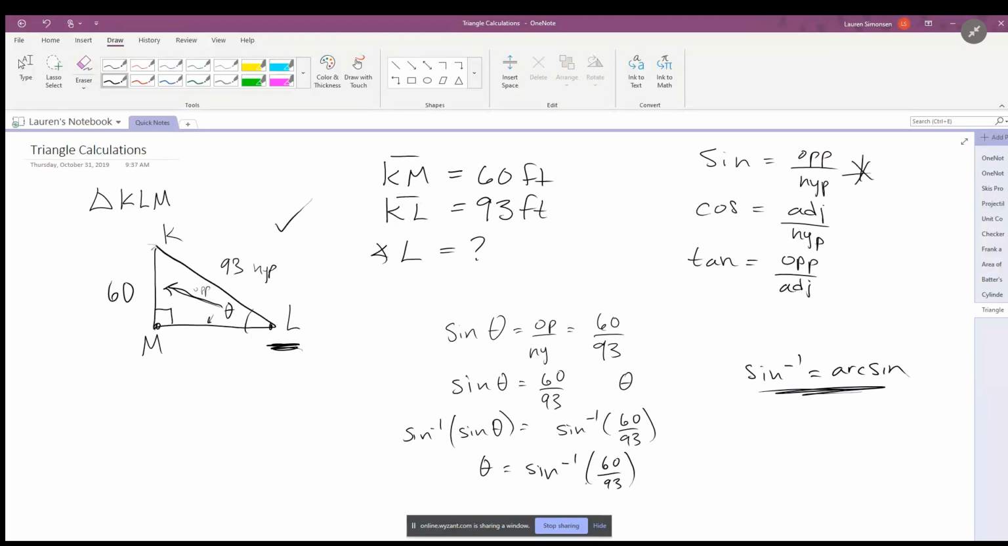And you need to plug this into your calculator. Typically, you put in 60 divided by 93, and then you take the arc sine of it. And that will give you an answer of theta is equal to 40.18 degrees. But the question asks for the nearest degree, so we don't need to worry about the 0.18. We just have to worry about 40. So 40 degrees is equal to our angle L. And there is the answer.